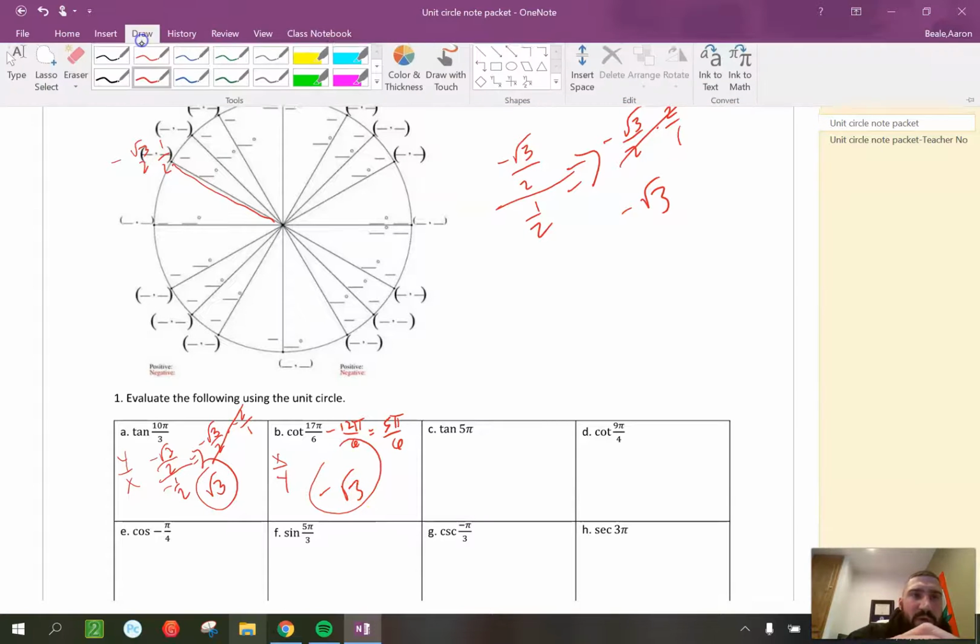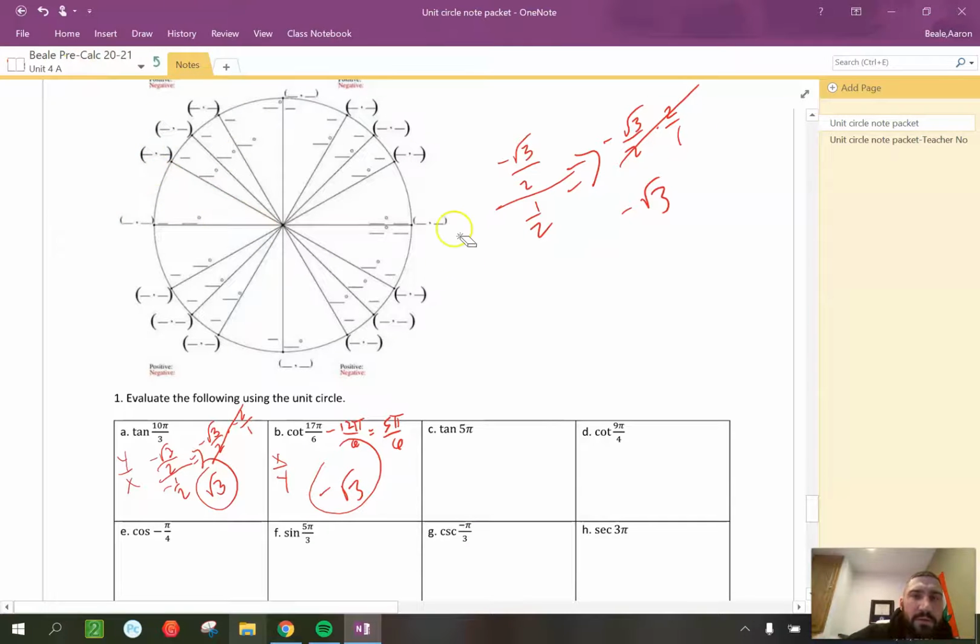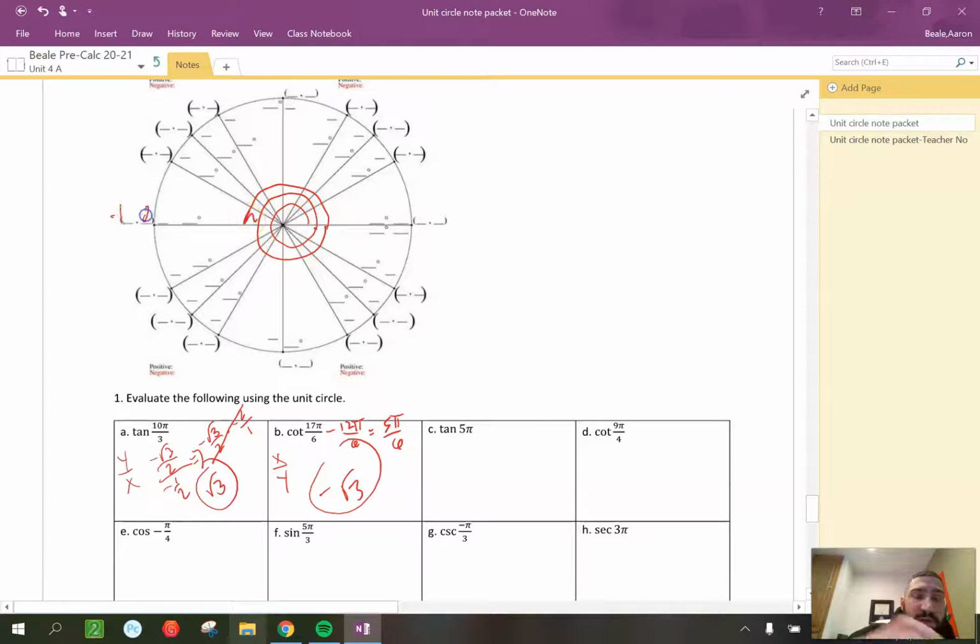Tangent of 5 pi, that one will be a little quicker. That's 2 full terms and then something extra, so it looks like this. 2 pi, 4 pi, 5 pi, -1, 0. Tangent is y over x, or 0 divided by -1, which is 0.